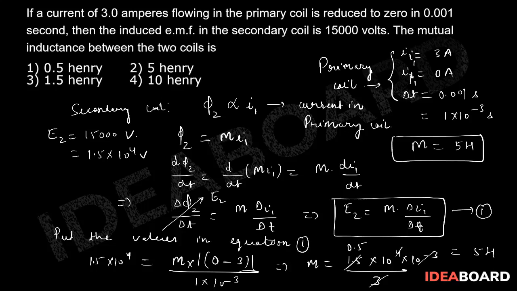So mutual inductance is going to be 5 Henry. Which option is the right choice? So option number 2 should give us the right choice.